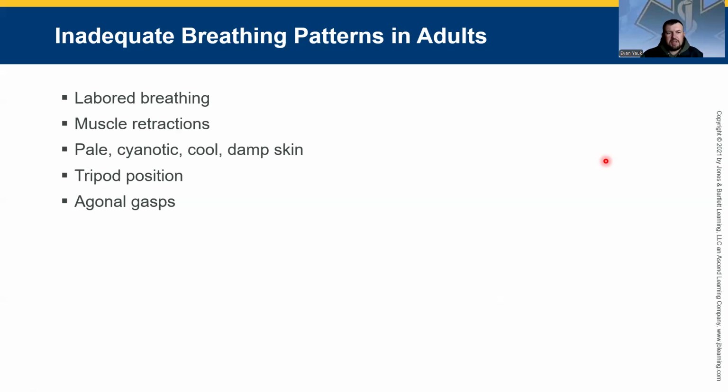Pale, cyanotic, cool, damp skin. So we're pale in color; we're probably not perfusing well. We're cyanotic, so that's the bluing of the fingernail beds and lips. That's lack of oxygen. Cool, damp skin is all signs of shock. And then tripod position, that's when we're sitting down, leaning forward with our hands on our legs, and you're probably sitting there kind of gasping. Agonal breathing, or gasping, is literally a gasp. Then we're going to have complete silence, no movement for who knows how long, and then we'll have another one. This is not considered regular or acceptable breathing.